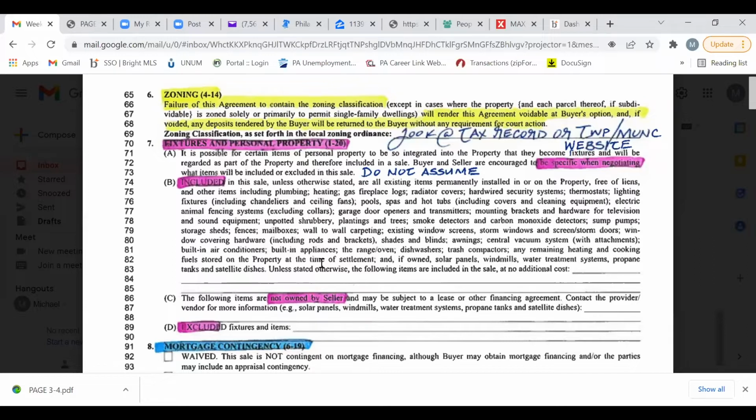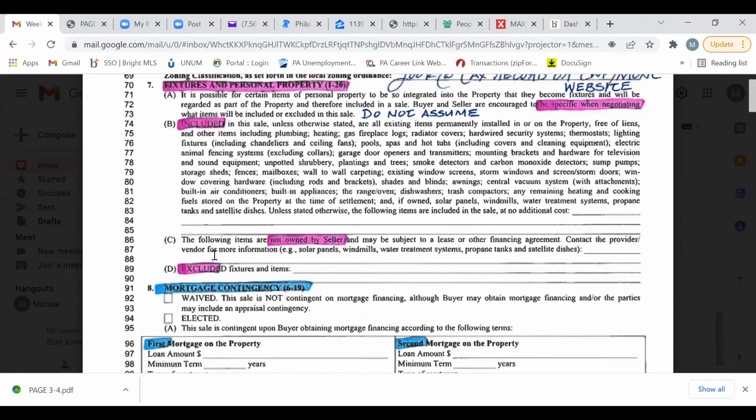They can't pump it out and take it with them, okay? If it's leased, then we go down to part C. The following items are not owned by the seller and may be subject to a lease or other financing agreement. Contact a provider or vendor for more info. Examples they give: solar panels, windmills, water treatment systems, propane tanks, and satellite dishes. So again, be specific. Part of the listing contract is it's in there what items are leased and what's staying. So, okay.